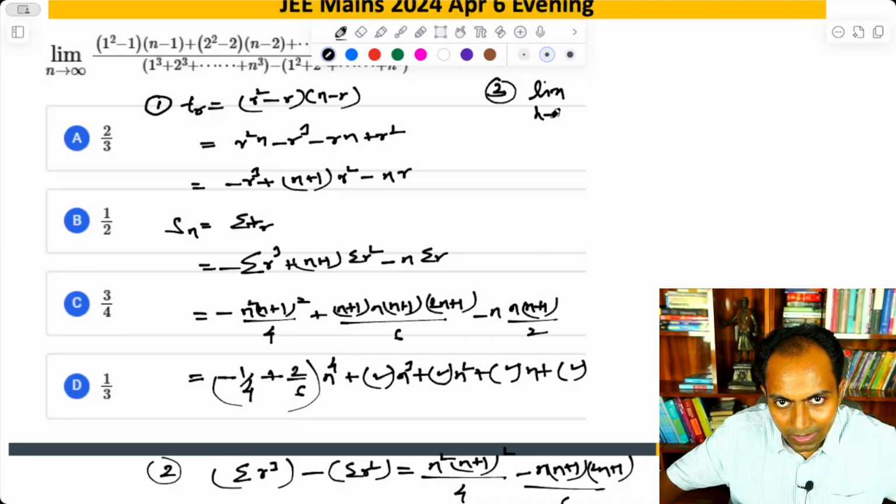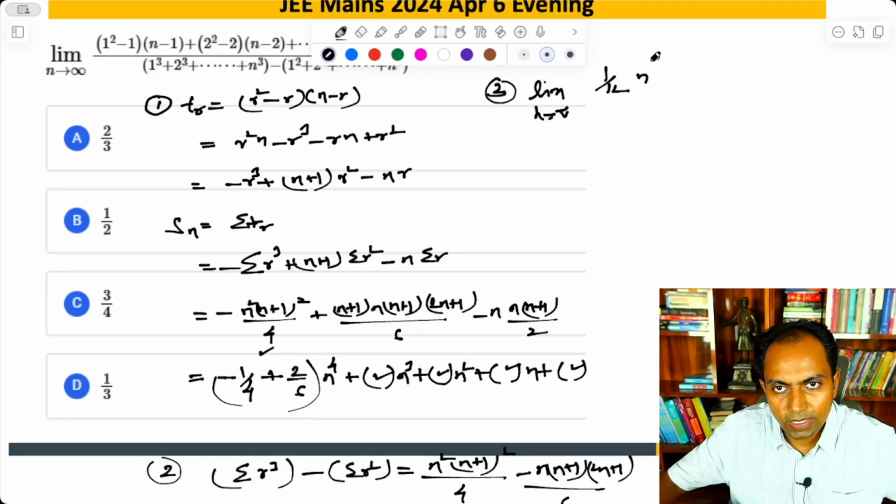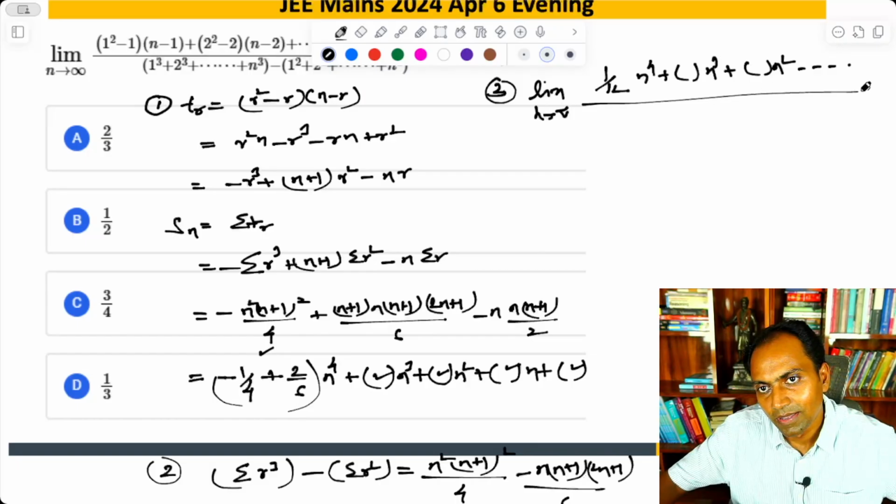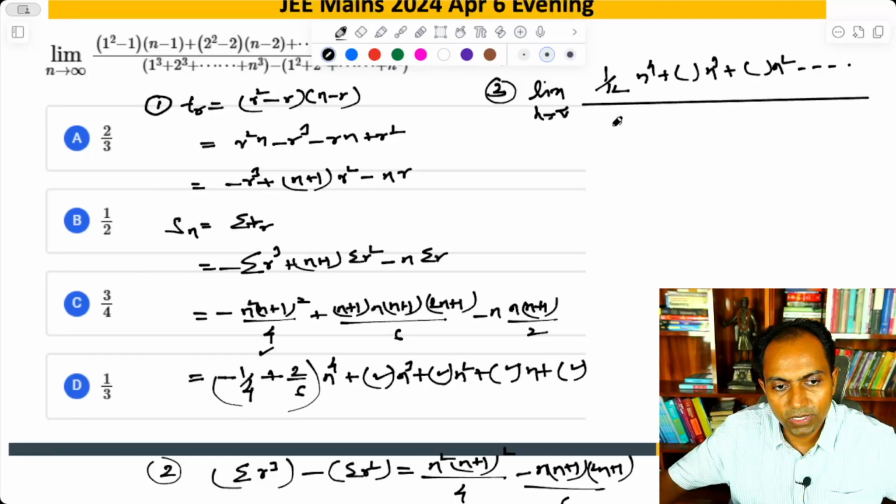So, limit n tends to infinity, the numerator becomes, if I simplify this, 1 by 3 minus 1 by 4, which is nothing but 1 by 12, times n raised to the power 4, then something into n cube, then something into n square. Like this we can write till the last term. The denominator part, if I do it in a similar manner, you will get 1 by 4 times n raised to the power 4, something into n cube, something into n square, like this all the terms.